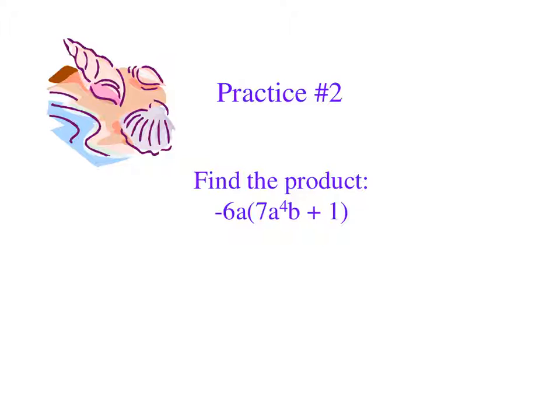Practice problem 2. Still distributive property. I'm going to distribute this to everything inside the parentheses. Multiply my coefficients. And then I have an a and an a to the 4th. That gives me, if I add my exponents, a to the 5th, but I have 1b, and I have to include that b. Then I'm going to distribute it to the 1, and anything multiplied by 1, you just get that back.